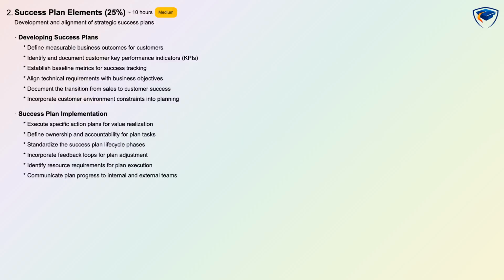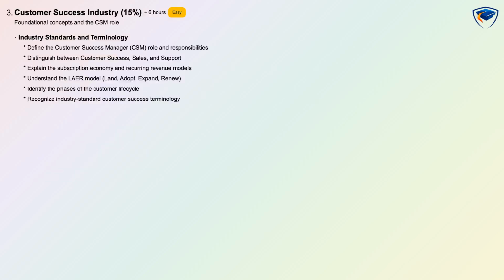Within the customer management domain, you'll also learn about quarterly business reviews, or QBRs, and stakeholder management. This includes preparing and presenting effective QBRs, aligning technical outcomes with executive business goals, and identifying and managing key customer stakeholders. You'll also study how to manage executive expectations during the life cycle, facilitate value realization conversations, and track and report on success milestones.